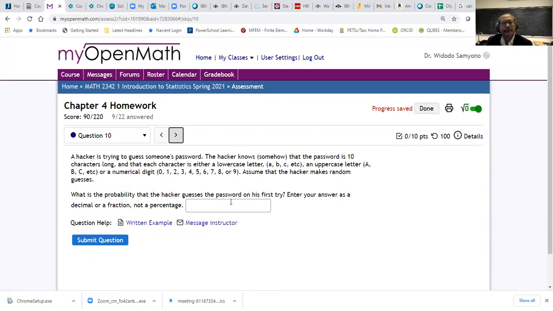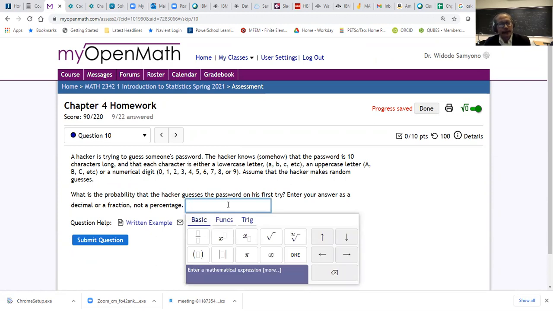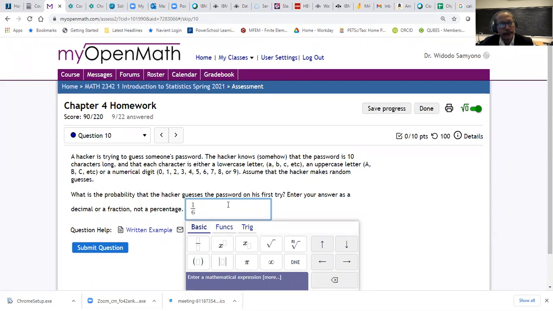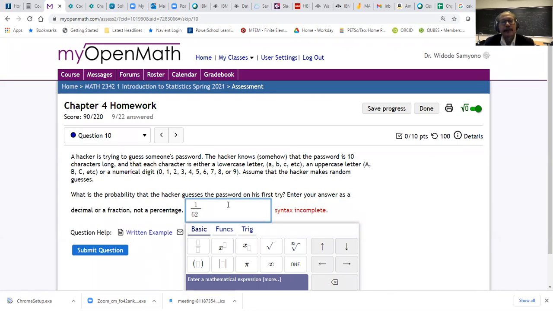And what about this one? How many digits? It's just 10, right? So you have to add 10 with the number of lowercase and uppercase letters, 26 each, which is 52. 52 plus 10 is 62, right? So the answer is 1 over 62 to the power of the number of characters, 10, right? Okay, so this will be the answer.